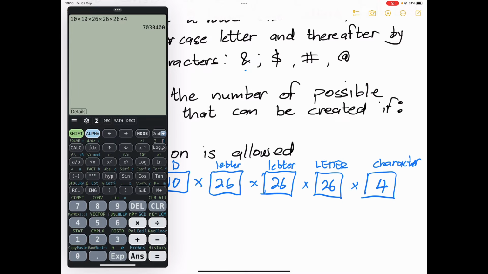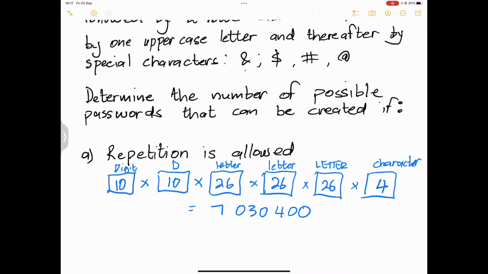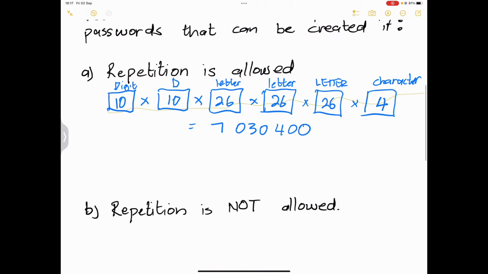So the total number of outcomes is 7 million. Let me just write it down properly. That would be 7 million and 30,400. So that's the number of possibilities that you have.